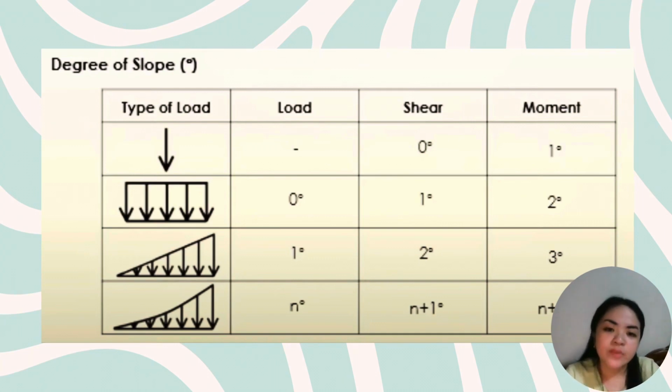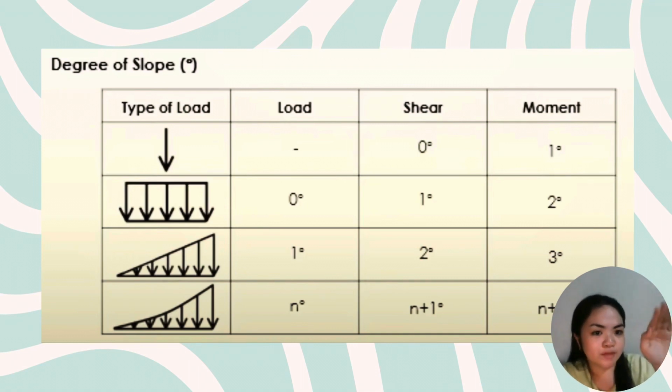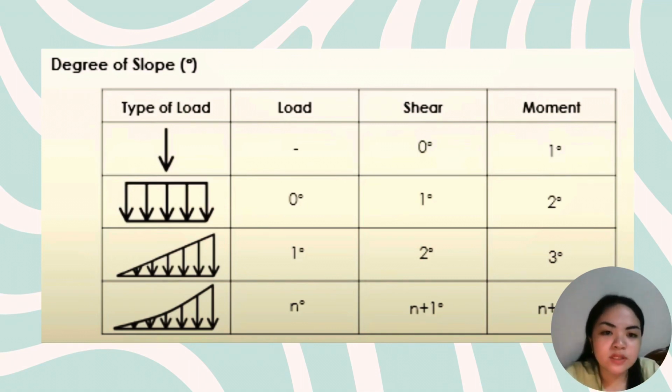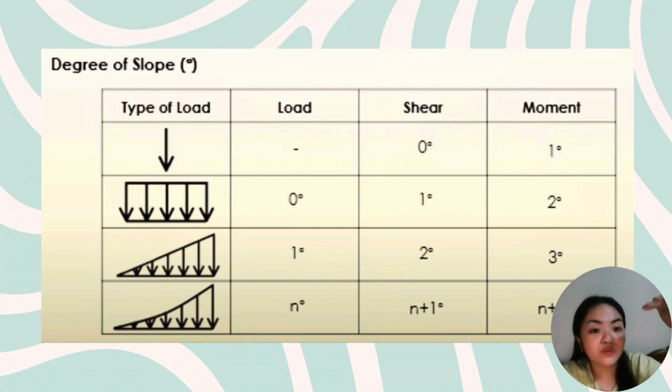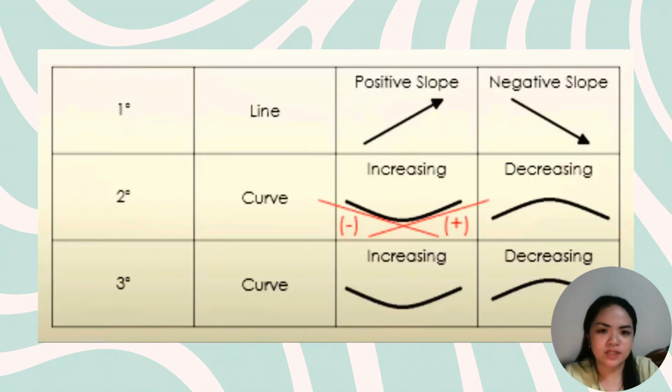Tapos, yung next naman is yung uniformly distributed load. Yung load niya is 0 degree, yung shear niya 1 degree, then yung moment niya 2 degrees, and so on and so forth. So, dun sa last naman, makikita natin na naka-curve siyang ganyan. Tapos, makikita natin na yung value niya is n degrees. So, n degrees, kaya siya nilagay na n because it is unknown. Unknown siya dahil it is not specific if anong degree yung pagka-curve niya.